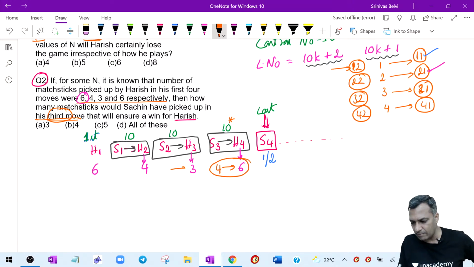If you ask me, "Tell me in the second move how much Harish has picked, how much Sachin has picked," I can tell that also. I will look at this 3. Why has Harish picked 3? Because Sachin has picked 7.